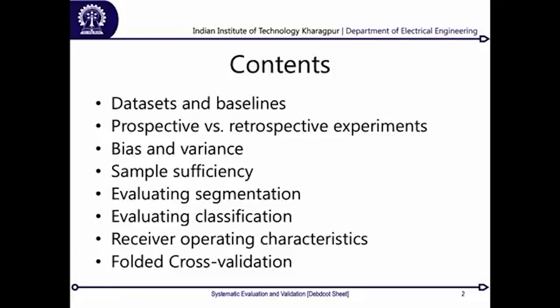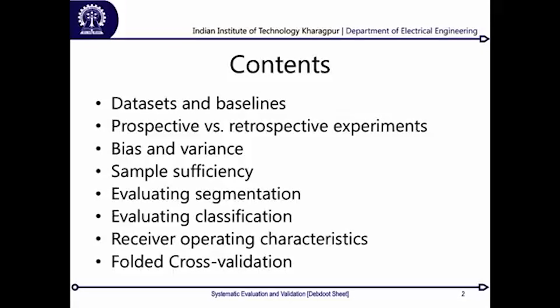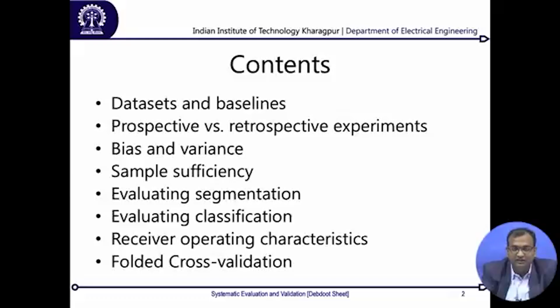The way this lecture is organized is that I would initially speak about what, by definition, a data set is and what baselines are. Then I would tell you about retrospective versus prospective experiments and what they mean. We will also discuss the bias variance problem and the bias variance trade-off, which we often speak about in pattern recognition, machine learning or computer vision tasks, and what it means for medical image analysis as well. Then we will speak about sample sufficiency issues and when you call something a sufficient sample.